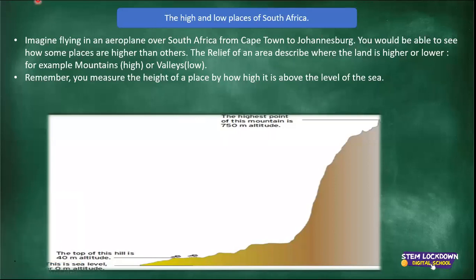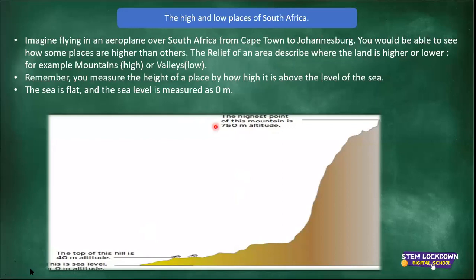So remember, you measure the height of a place by how high it is above sea level. As you can see here, they are saying the highest point of the mountain is 750 meter altitude. So we don't measure how high the place is by centimeter or millimeter. We measure it by meters.